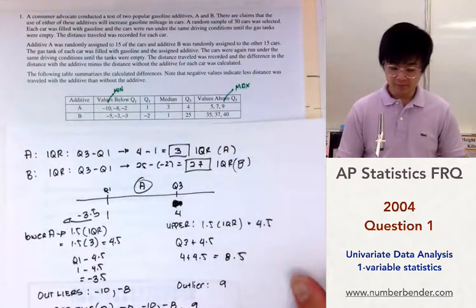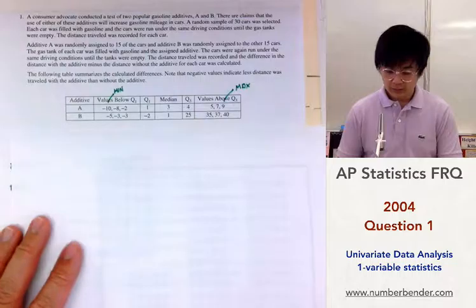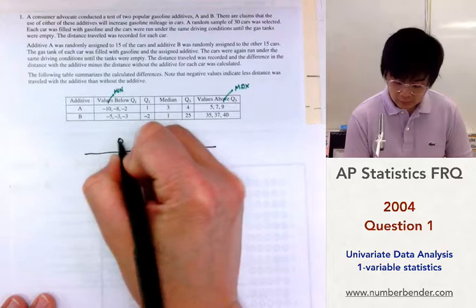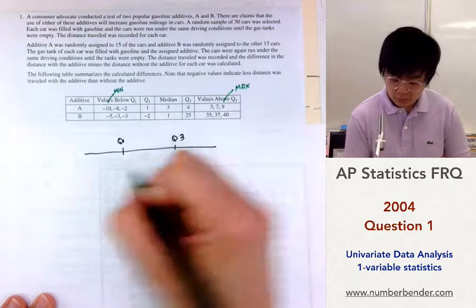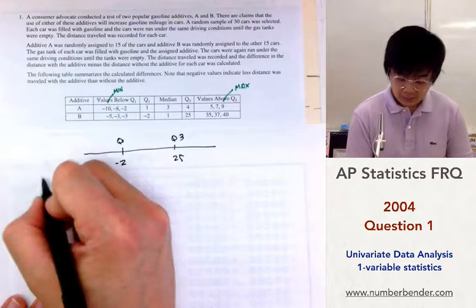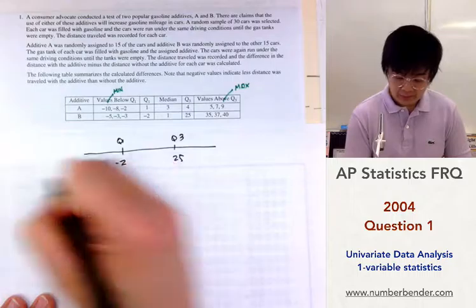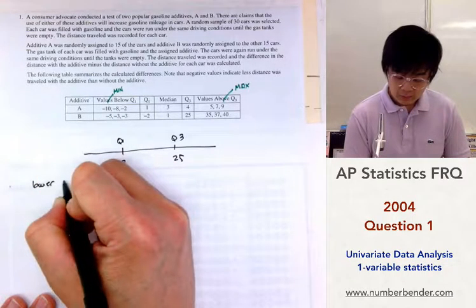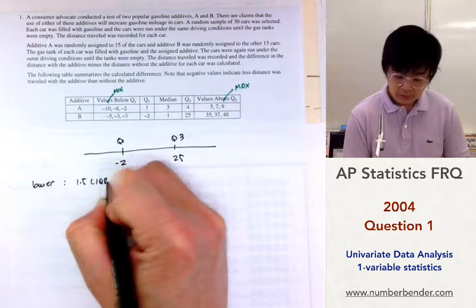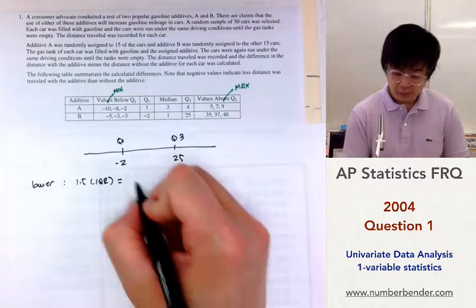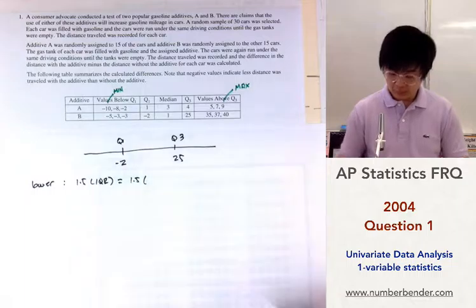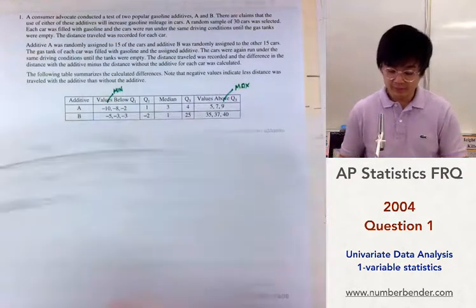And for additive B, we're going to use the same procedure. Q1 is negative 2, Q3 is 25. So to the left, or lower, we'll have the 1.5 IQR rule, and 1.5 times IQR, and our IQR for B was 27.